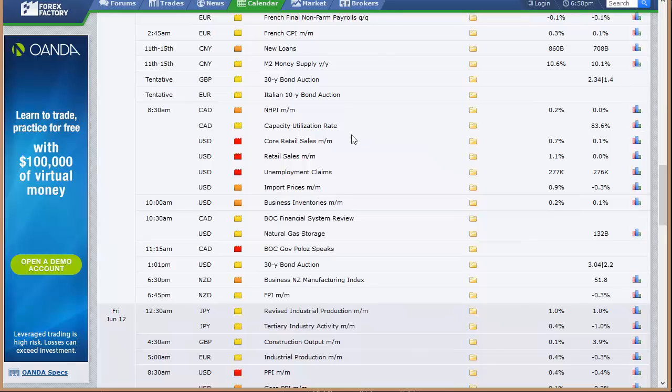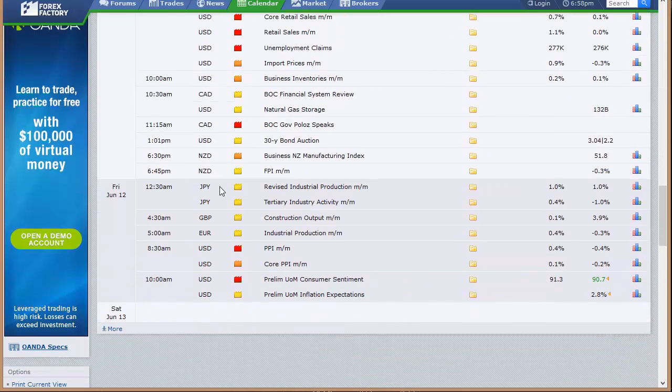Here on the North American side of things, the NHPI and capacity utilization rate out of Canada, along with retail sales here in the U.S., our weekly unemployment claims numbers, import prices, then business inventories, natty gas. 30-year bond auction in the afternoon here in the U.S. New Zealand's got their FPI and business manufacturing index. Japan revised industrial production and tertiary industry activity, construction output out of UK, industrial production out of Europe, PPI, and preliminary University of Michigan sentiment numbers Friday here in the U.S.